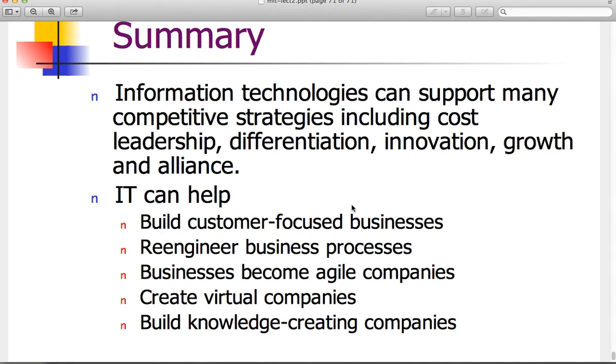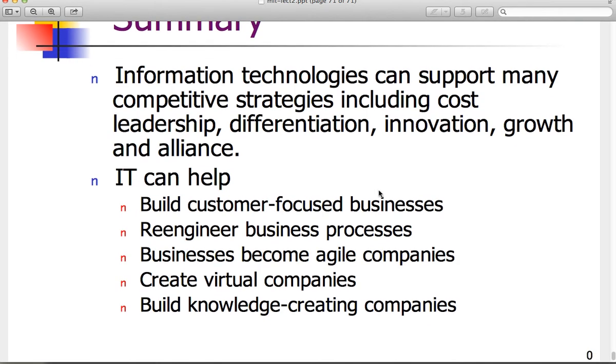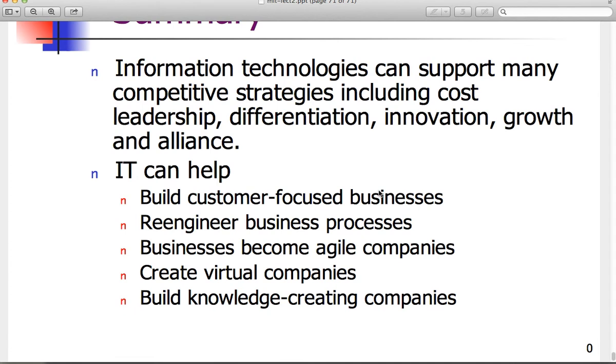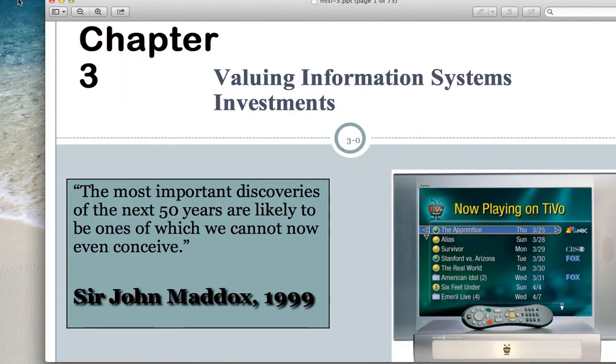And competitive strategies, including cost leadership, differentiation, innovation, and growth and alliance, where that's coming from Porter's model. IT can help build customer-focused businesses, re-engineering business processes, which is what we talked about in the last lecture last week. And then today, looking at the businesses that are becoming more agile companies, and also creating those virtual communities, and then building knowledge-creating companies as a goal. So that one was lecture number 2.